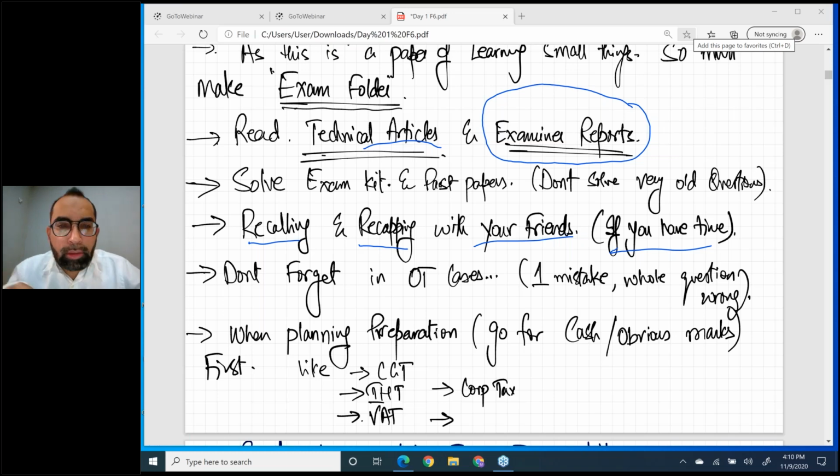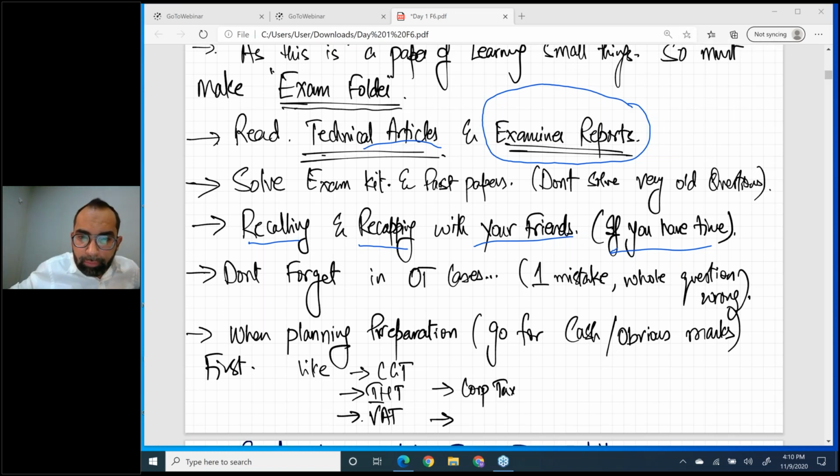Okay, now don't forget in OT cases, especially examiners in OT cases, for example, in OT cases there are 5 MCQs, and the MCQ contains theory requirements, true or false. If you make one mistake, the complete question will be treated as wrong, 0. So be very careful in reading the information of OT cases, the Section B, right?